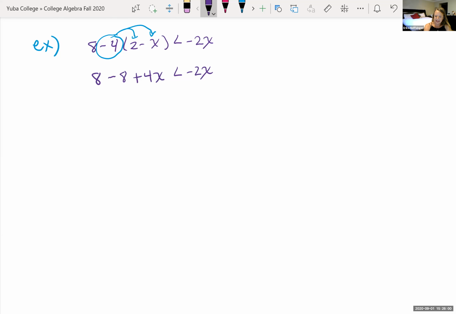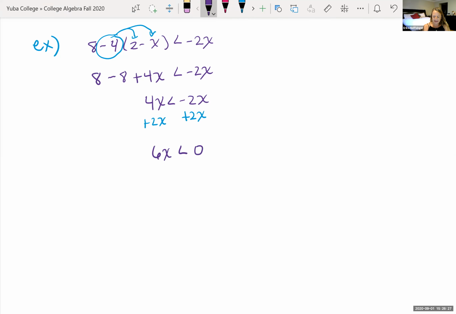Well, 8 minus 8 cancels. And so we have 4x is less than negative 2x. I want all terms with a variable on one side, all terms without the variable on the other side. We'll only have terms with variables. Let's add 2x to both sides. So we have 4x plus 2x is 6x is less than 0.